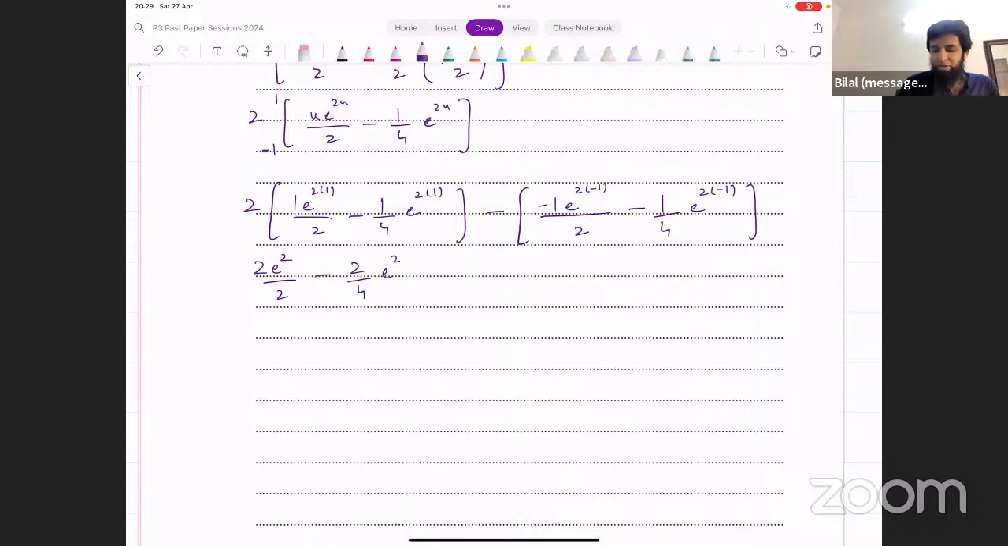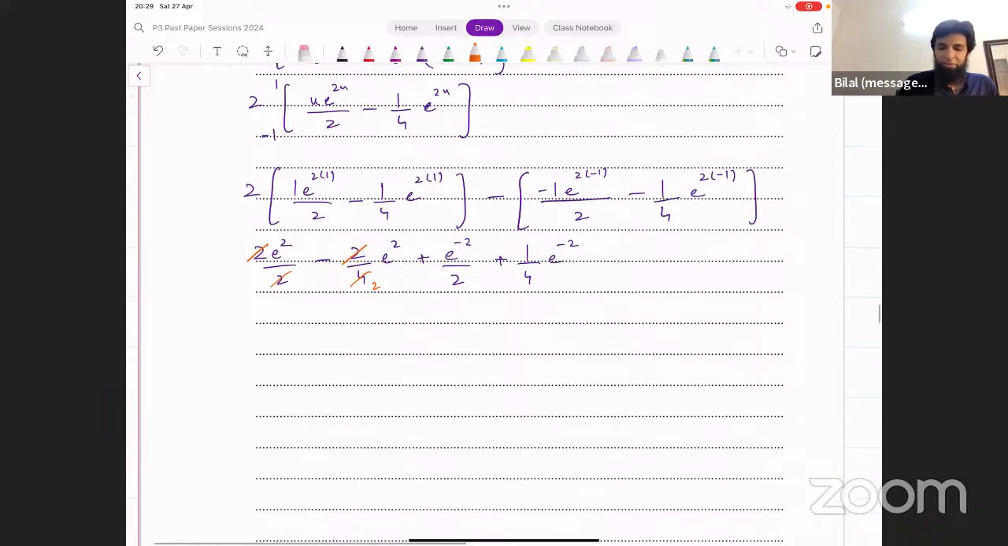Minus and minus, that becomes plus e raised to power negative 2 over 2 plus 1 over 4 e raised to power negative 2. Let's simplify this. This 2 and 2, they get cancelled. 2 and 4, they leave us with 1 over 2. So e squared minus half e squared, that's going to give us 1 over 2 e squared, right? And then these two terms are also the same.